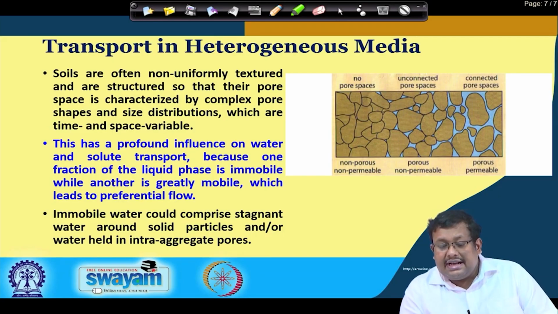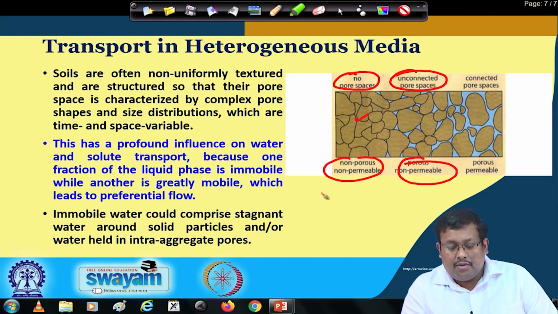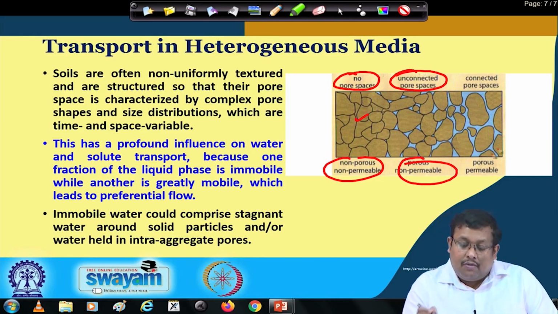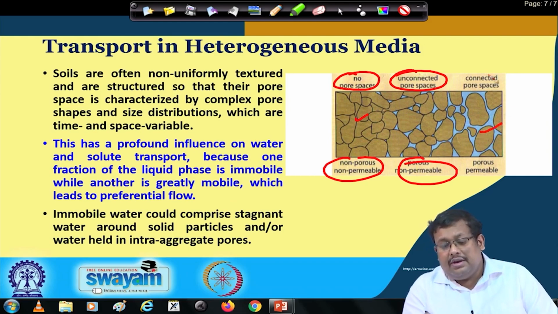So, you can see here this is basically showing the soil pores. You can see the connected pore spaces, which is a very porous, permeable soil, and here you can see the unconnected pore spaces, which is porous but non-permeable. And in this situation you can see there are no pore spaces, so basically it is non-porous and non-permeable. You can see that in one soil this condition may arise because these distributions are space variable. So, in one soil you can see these three different conditions depending on different places of the soil profile: porous and permeable, porous but non-permeable, and non-porous non-permeable.